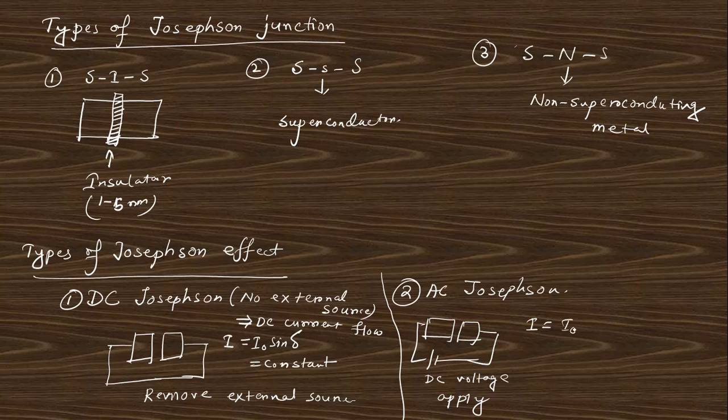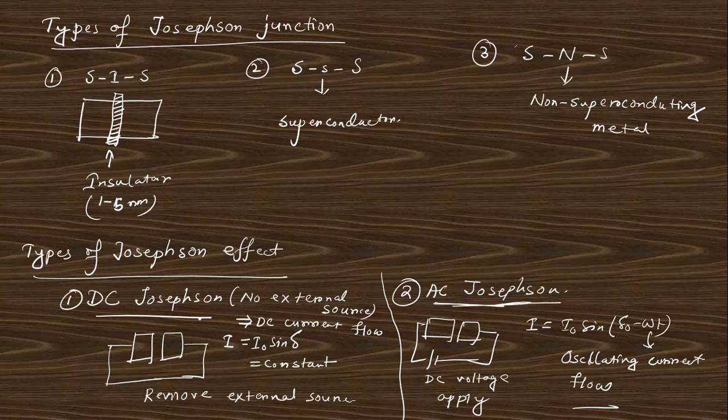The I equals I0 sin delta, this is delta 0 minus omega t. So there is an omega t, that is the frequency. This is the AC Josephson frequency, that is, there is an oscillating current flow. Okay, this is the AC Josephson. Apply DC voltage and there is an oscillation, that is the oscillating current flow. That's why I call this the AC Josephson.